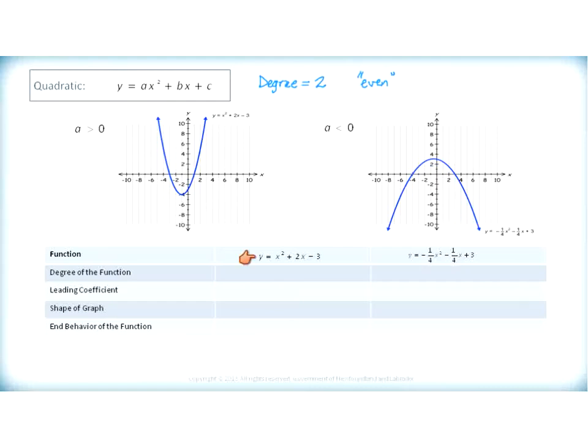Let's look at the two examples. In the first graph, we have the function y equals x squared plus 2x minus 3. The degree of the function is 2. The leading coefficient in this example is 1, and the shape of the graph here is a parabola that opens upward. This will always be the case when a is greater than 0. And to describe the end behavior of the function, note that the graph extends up into quadrant 1 and up into quadrant 2.